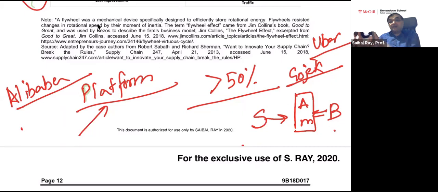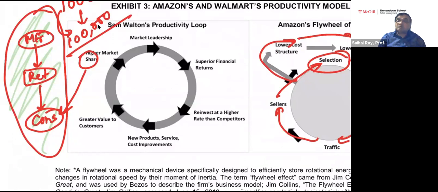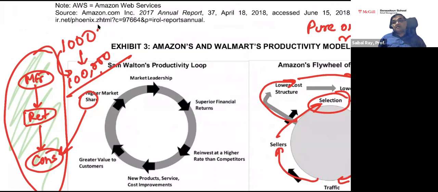But they saw that when you are trying to be a retailer, when you try to be a logistics company, growing from 1,000 items to 100,000 items is extremely expensive. I have a question, Professor.